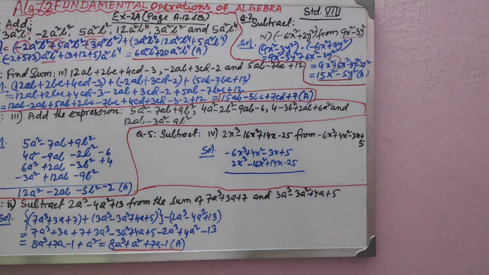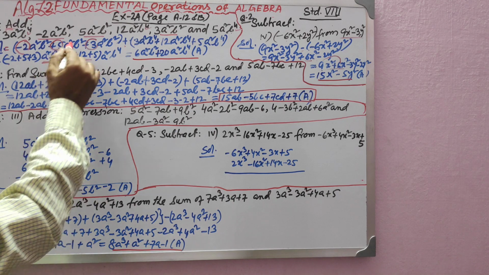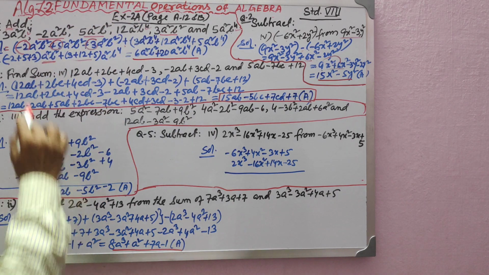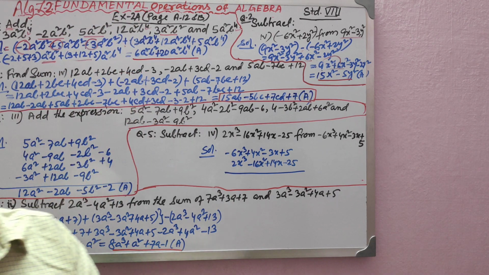I hope you have understood it. Now moving on to this question. Once again find the sum. Once again I have taken, this was a monomial expressions addition. These are some of the multinomial expressions addition.